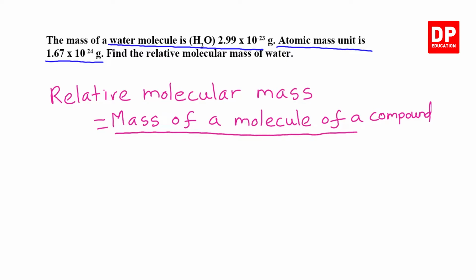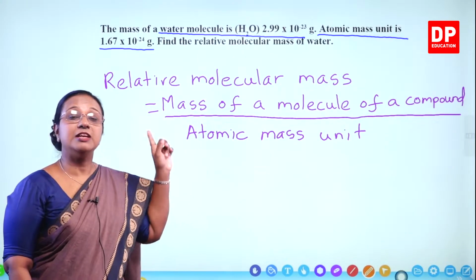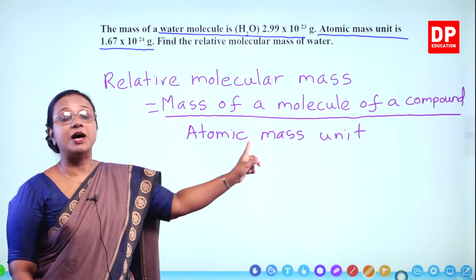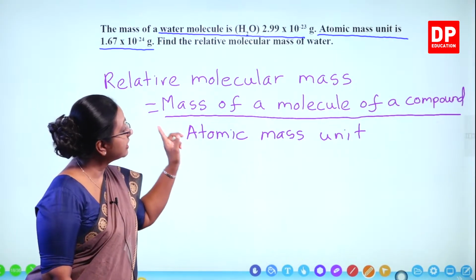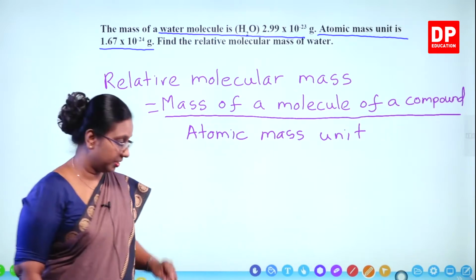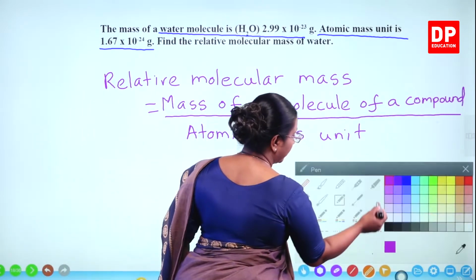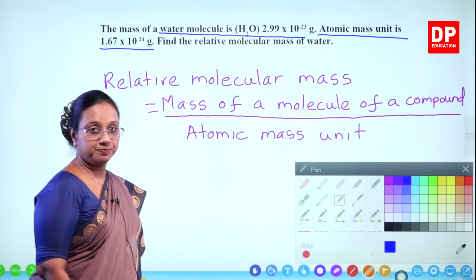You have to divide that by atomic mass unit. So here, instead of writing 1 over 12 into mass of carbon-12 atom, we write it as atomic mass unit. So that is the equation you have to use here.